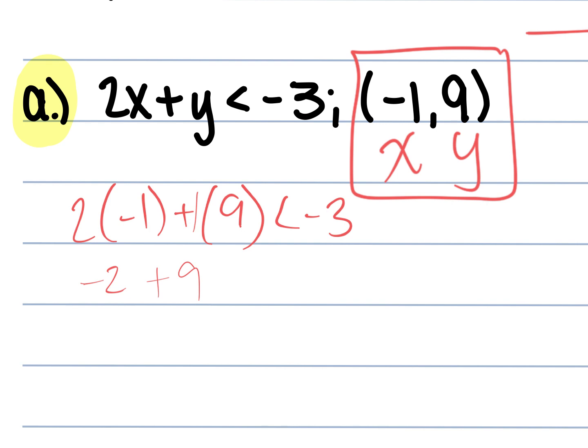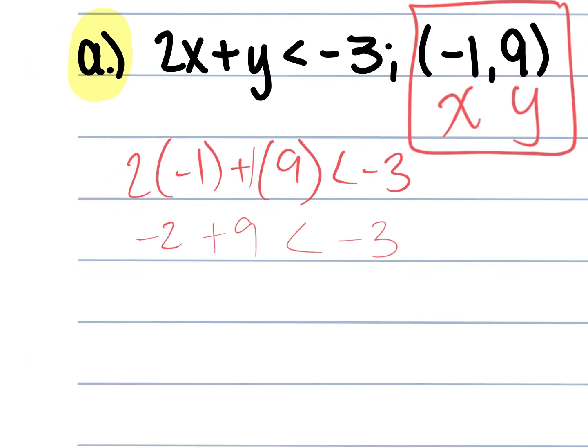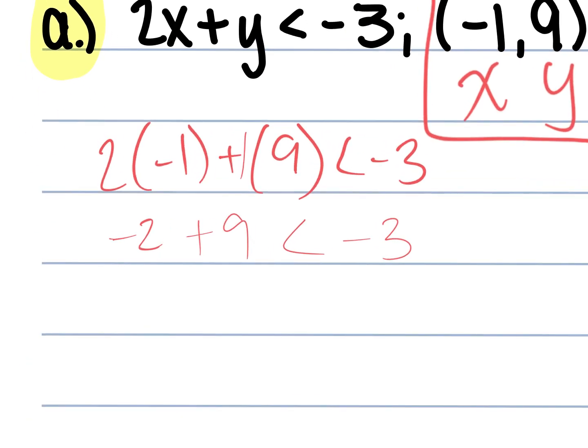Because do you remember how this 2 outside the parentheses got multiplied by the -1? There's a 1 here, but 1 times 9 just gives you 9. So whenever we have parentheses with no number in front, you can just remove the parentheses because it's just multiplying by 1. Does that make sense, David? Okay, so it should be less than -3. What is -2 plus 9, Austin? 7.